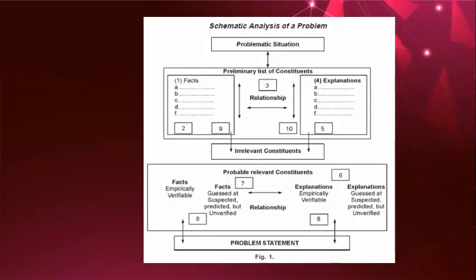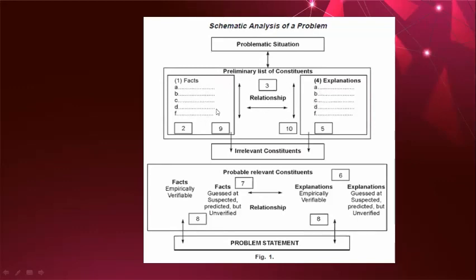So this is the diagram of how a problem situation and the problem statement come about. So first of all, there is a problematic situation. We then divide that situation into two parts. First, the facts about the problems and the explanation of each and every fact. So there is a relationship between each fact and its explanation. This is the preliminary list of constituents.